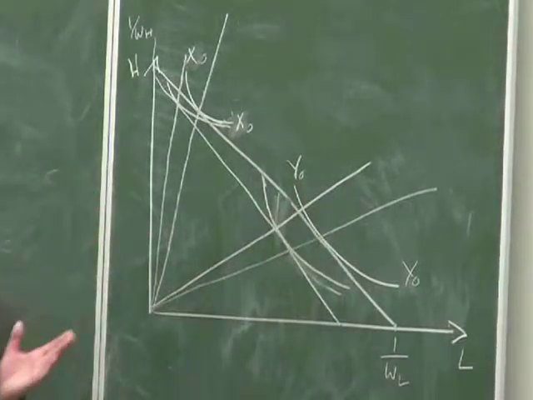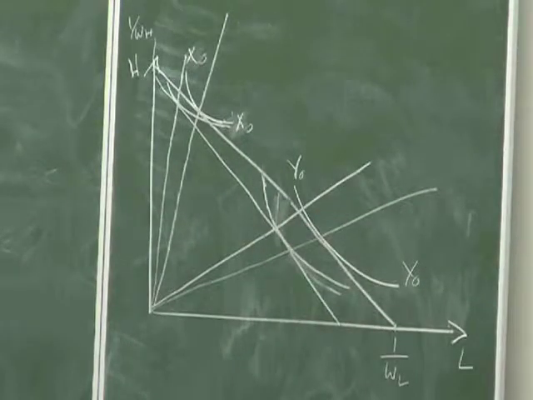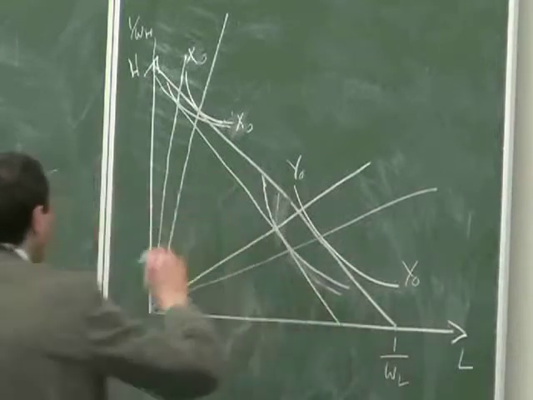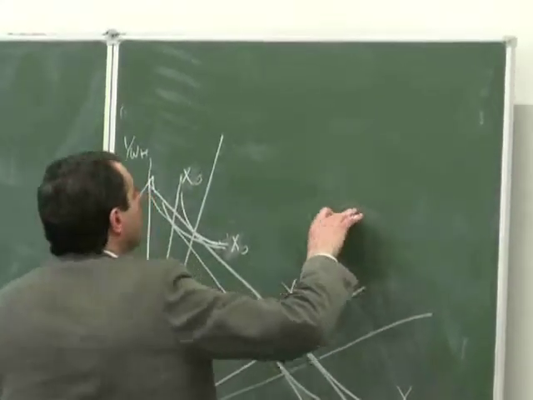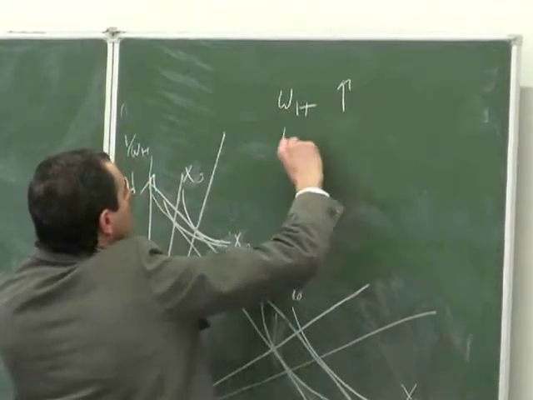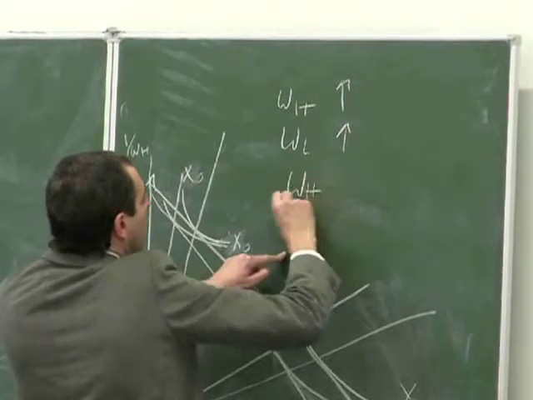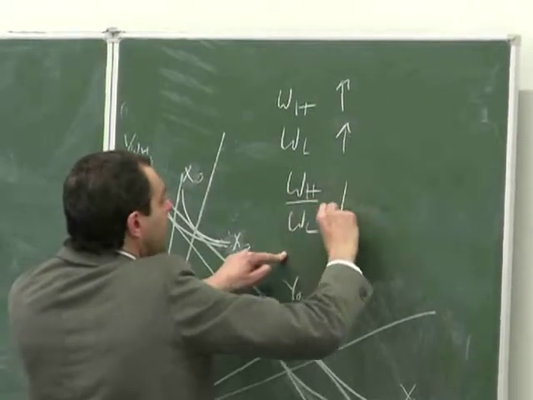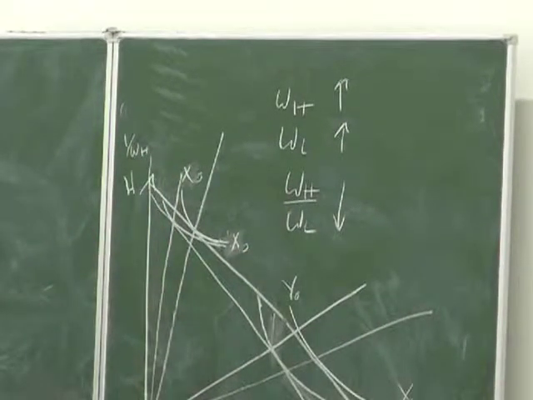Now, of course, they're not using less of it. It's just they're using less of it domestically, right? They're actually using more of it internationally because beta is greater than 1, right? And so what happens? Well, we get WH goes up, WL goes up, WH over WL goes down, right? Meaning that wages rise differentially for low-skilled workers.